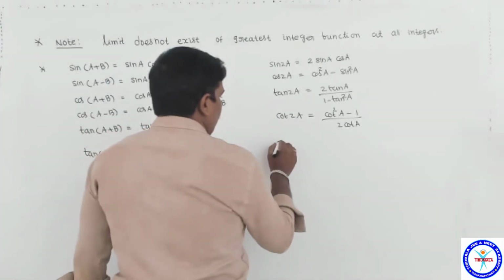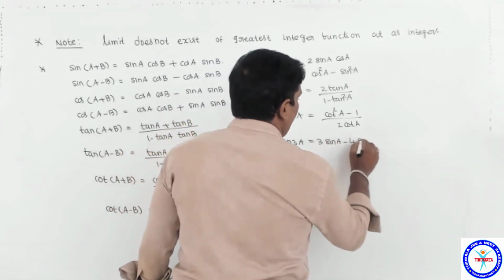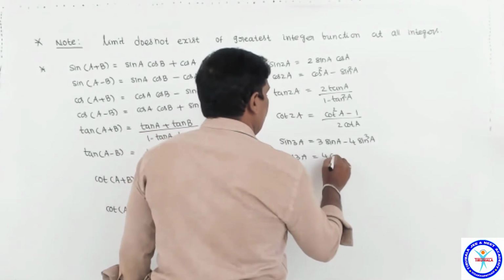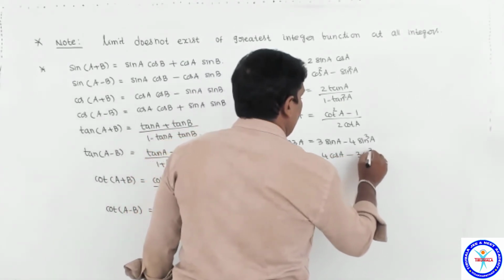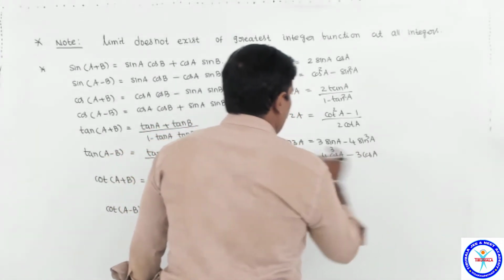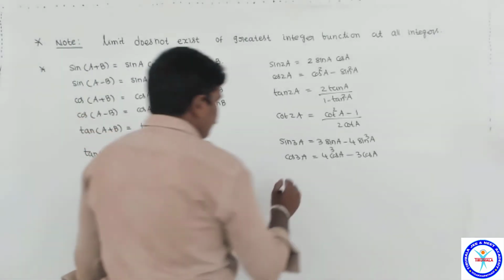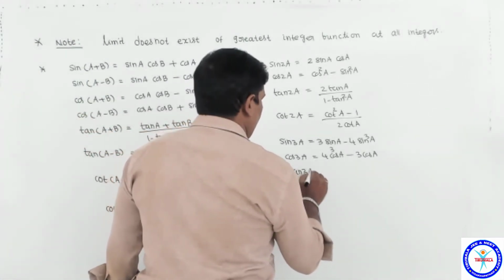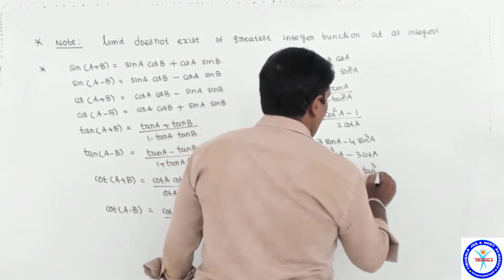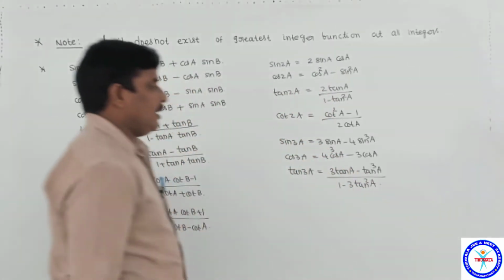Next, sin 3A equal to 3 sin A minus 4 sin cube A. Next one is cos 3A equal to 4 cos cube A minus 3 cos A. Next, tan 3A equal to 3 tan A minus tan cube A by 1 minus 3 tan square A.